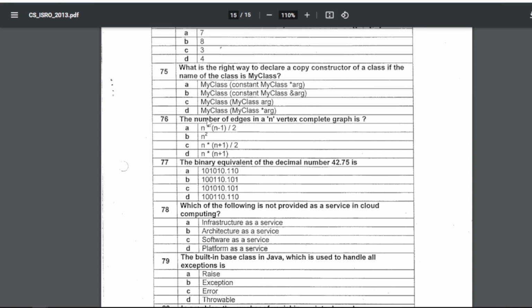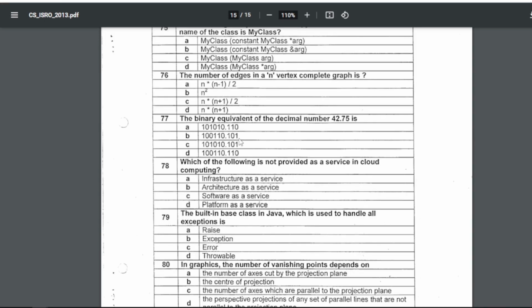Now the next question is 76. The number of edges in an n vertex complete graph is what? So for 76 our answer will be A, that is n into n minus 1 divided by 2. A complete graph is an undirected graph in which each vertex is connected to every vertex other than itself. If there are n vertices, then the total edges in a complete graph will be n into n minus 1 divided by 2.